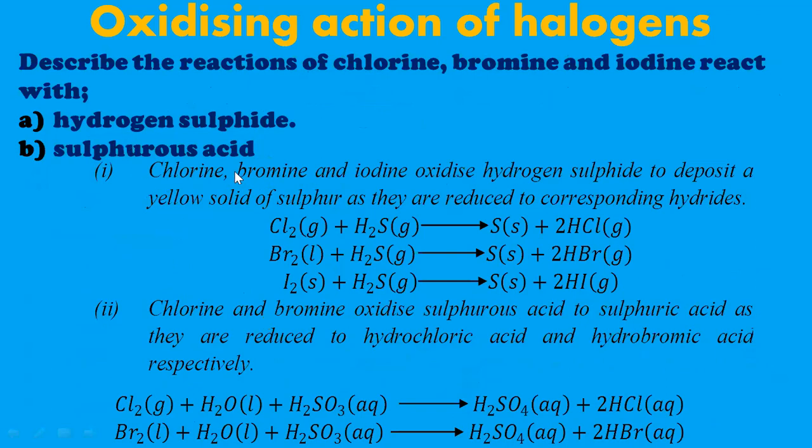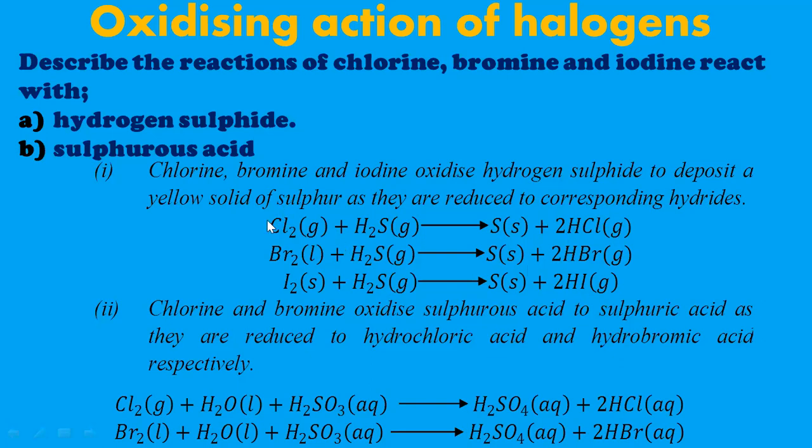Gideon, can you read for us these reactions? How do the halogens react with hydrogen sulfide? Fluorine, bromine, and iodine oxidize hydrogen sulfide to deposit a yellow solid of sulfur as they reduce to corresponding hydrides. Very good. So each of these will oxidize the hydrogen sulfide, which is a gas, to sulfur, a yellow solid, and end up forming the corresponding gases.